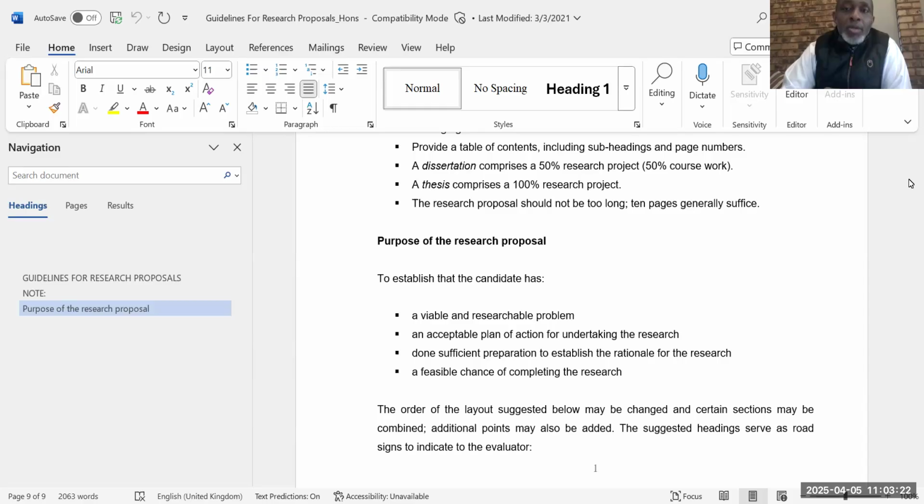So one is for admission, to give you admission. Two is to give you funding. Sometimes you could get admission but not get funding for it.